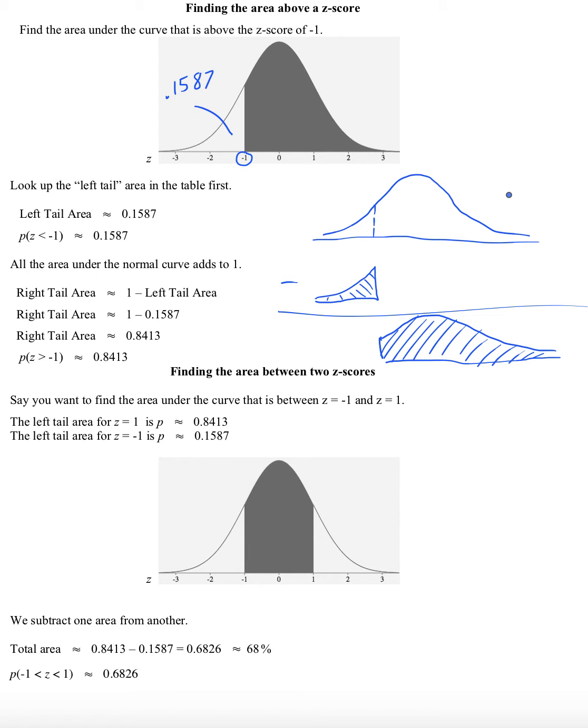Okay, so we have 1 minus 0.1587 makes 0.8413. And that's going to be the final answer that we want. 0.8413.